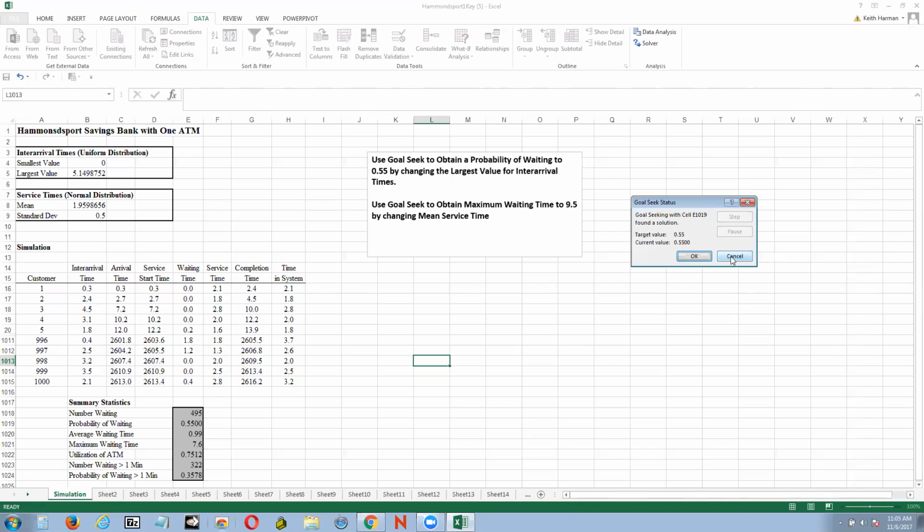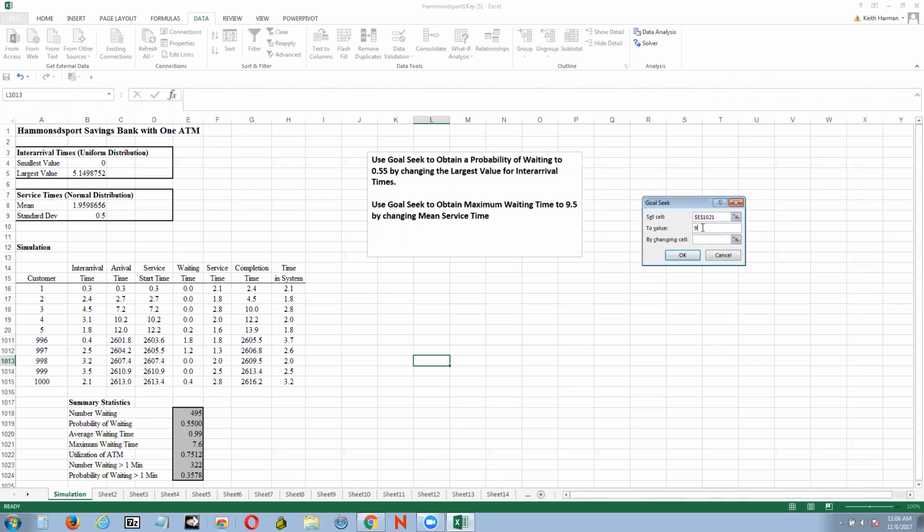Now, we're gonna do this. We're gonna use the goal seek to obtain a maximum waiting time of 9.5 by changing the mean service time. So we're gonna click OK on that, and then we'll go back to what-if analysis. We'll click the goal seek, and we're gonna use goal seek to obtain a maximum waiting time of 9.5. So let's go over here to the maximum waiting time, and we're going to make that 9.5.